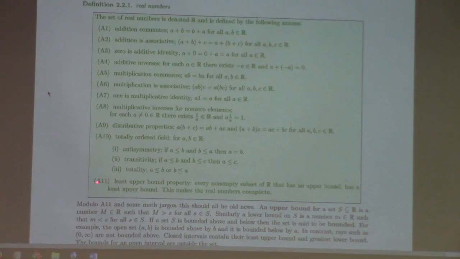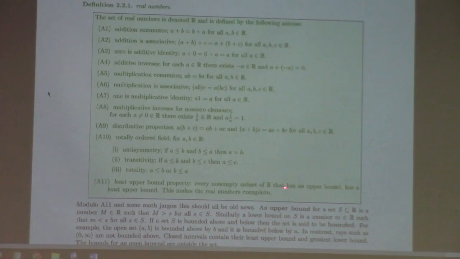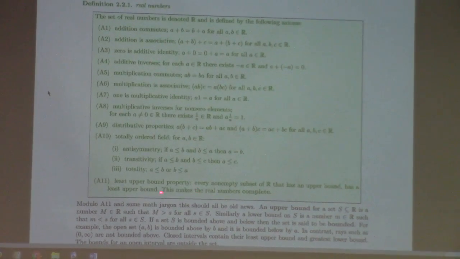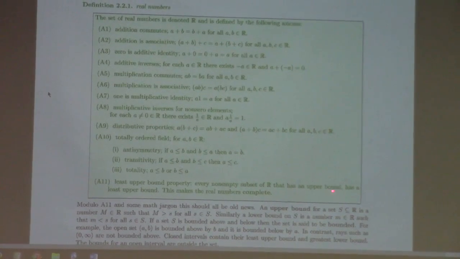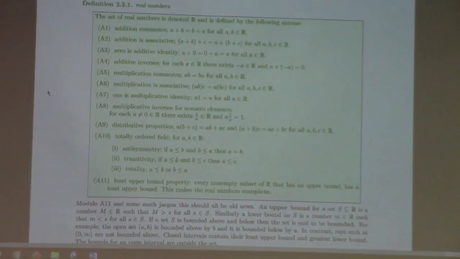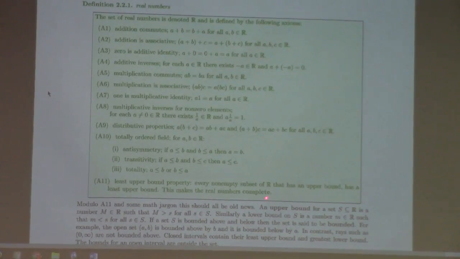Now chapter 11 is really the thing we're going to be grappling with the most in the next few lectures: this least upper bound property. Here's the least upper bound property. Every non-empty subset of the reals that has an upper bound has a least upper bound.